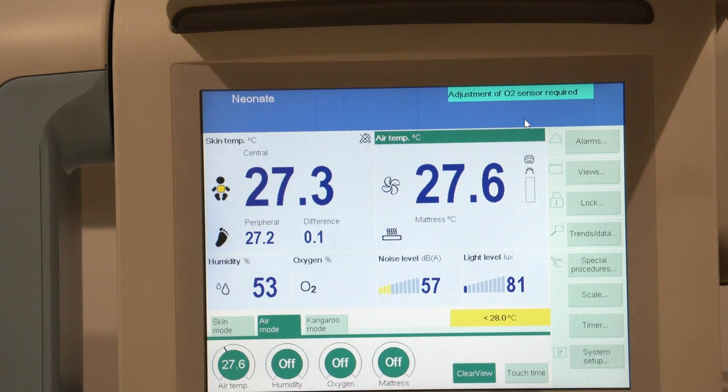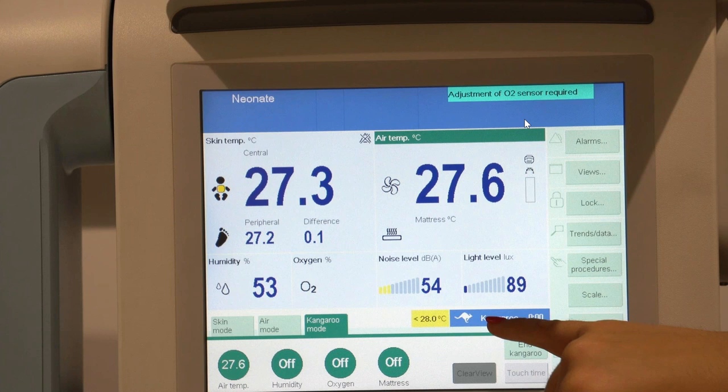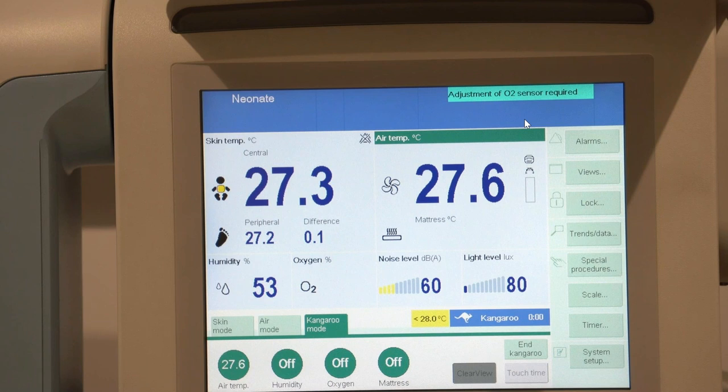When we activate the kangaroo mode, first of all, we see the duration of the kangaroo care. This is noted in the system setup, so we can always observe how much time the baby has spent in the kangaroo care. Also, during the kangaroo care, the nuisance alarms are disabled. So basically, there are no unnecessary alarms.